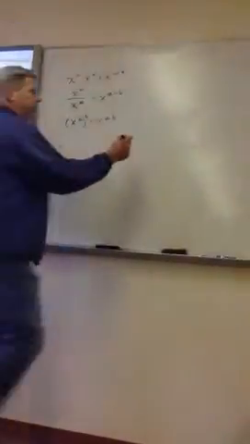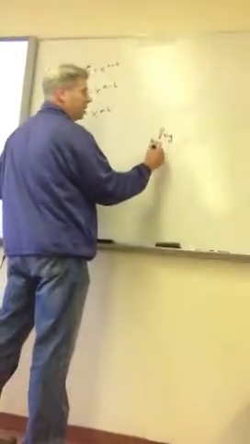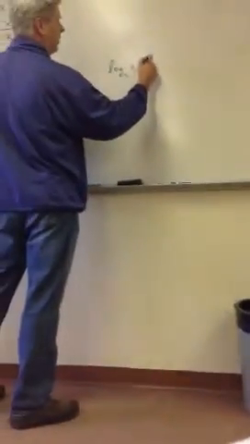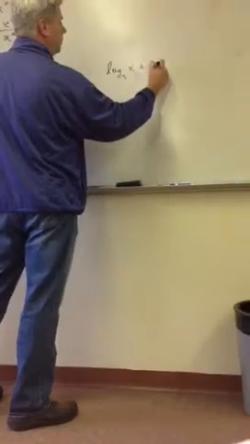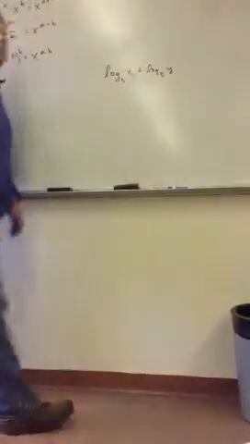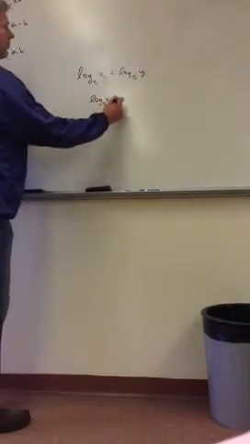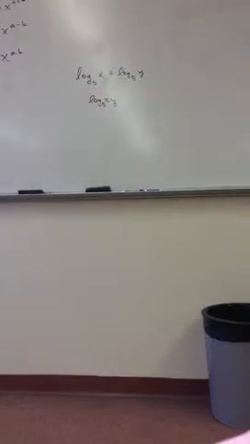So here's what I mean. If you have a log, we'll make the same base, log base 5 of x plus log base 5 of y. If you have two logs, and their bases are the same, and they're being added, we can take care of it by multiplying. This will mean the same thing as this. So if you have a whole bunch of logs that are all the same base, you can combine them.